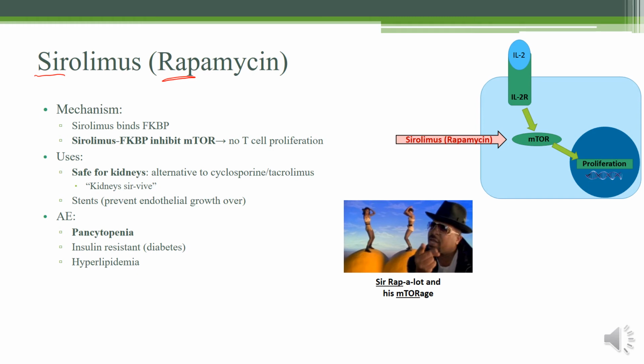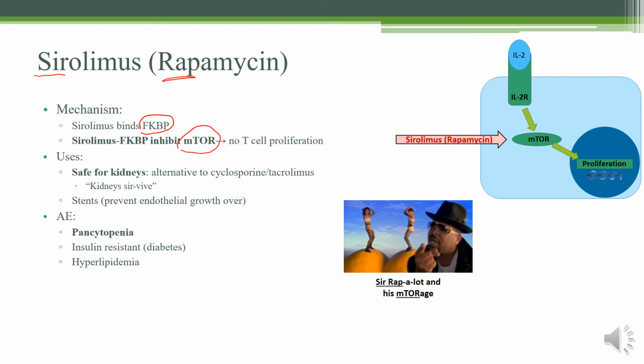Now, Sirolimus binds onto FK binding protein. Even though it's not FK506, i.e. Tacrolimus, it still binds onto it. But when it binds onto FK binding protein, instead of inhibiting calcineurin, it actually is going to inhibit mTOR. mTOR is very easy to remember because mTOR stands for mechanistic target of rapamycin. And we're talking about Sirolimus or rapamycin in this case.